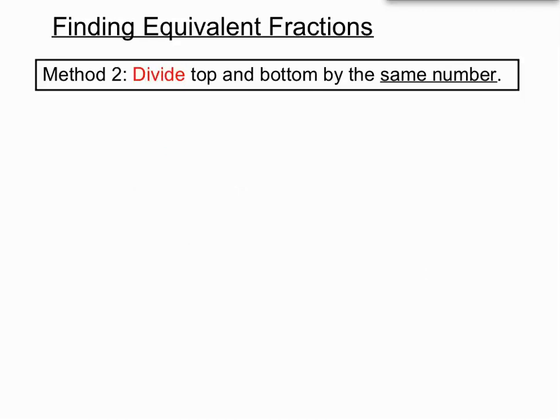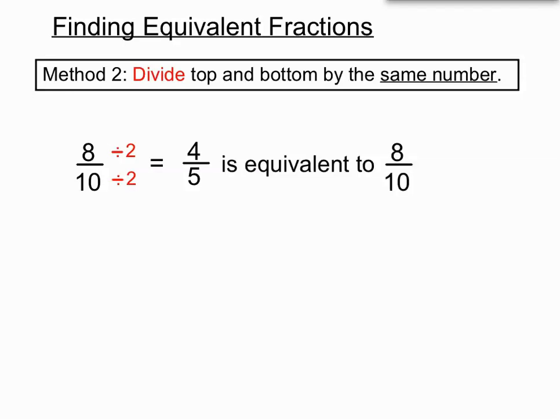Another way of finding equivalent fractions is to divide the top and bottom by the same number. So 8 over 10, I think you can spot that we're able to divide the top and bottom by 2. When we do that, on the top, 8 divided by 2 equals 4. On the bottom, 10 divided by 2 equals 5. So 4/5 is an equivalent fraction to 8 over 10. We've divided the top and bottom by the same number.